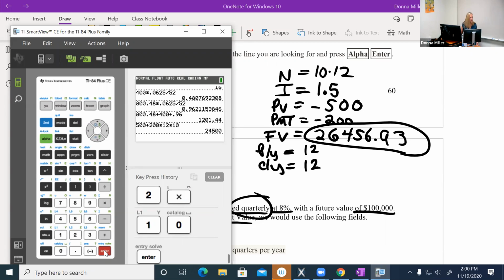I put $24,500 in that account. Ten years later, I ended up with $26,456.93, my ending amount. If I subtract off what I put in there, my interest would be about $1,956.93. So in 10 years, yeah, the joys of low interest rates. It's helpful when you're borrowing. It's not so helpful when you're trying to save.